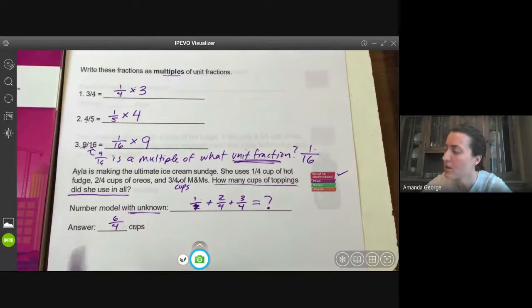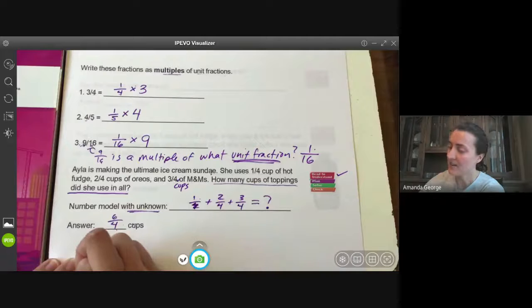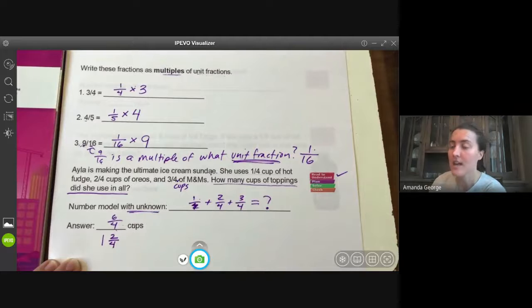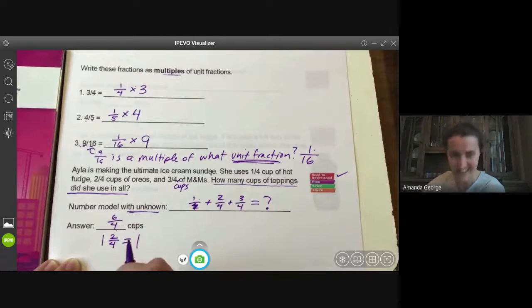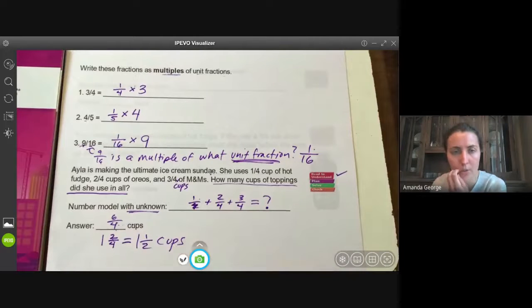Write in the comments if you could reduce 6/4 cups. What's that the same as a mixed number? Write it in the comments, please. What's 6/4 the same as a mixed number? Nice. We got it down to 1 and 2/4. Can you reduce that even more? Write it another way in the comments. Excellent, Megan, you girls got it. 1.5 cups. All 3 of these are the same. They're equal. They would all 3 be acceptable answers.